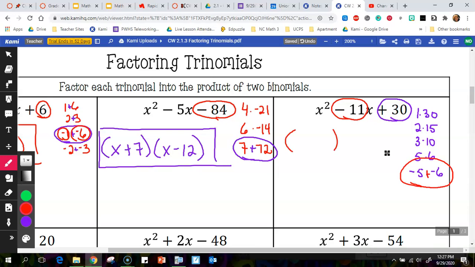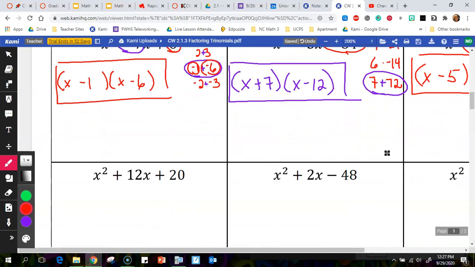So I have two binomials. I have an x in each one. I have a minus 5 and a minus 6. So that's all there is to that. All right, let's go over here.